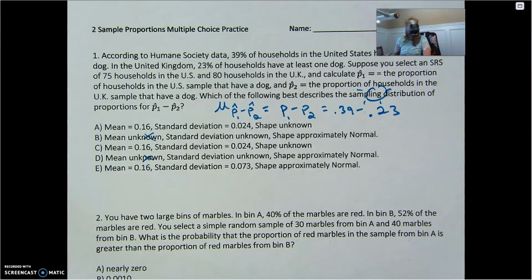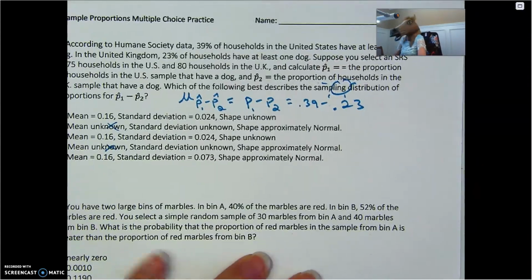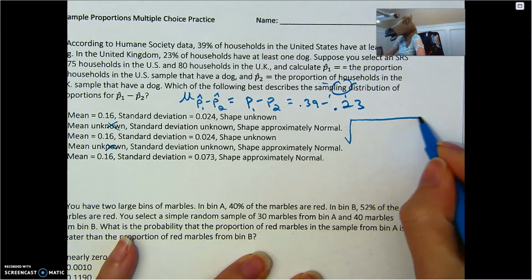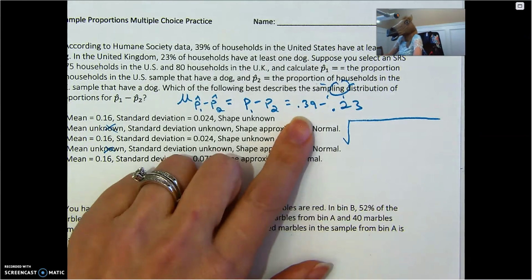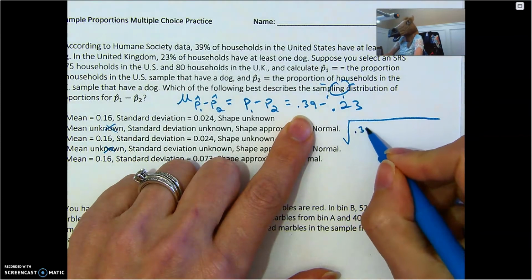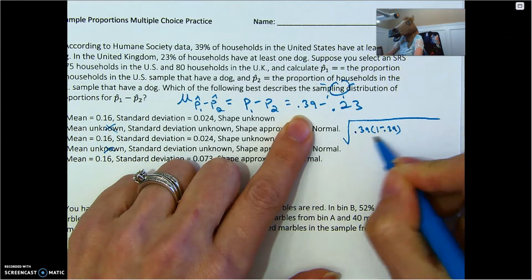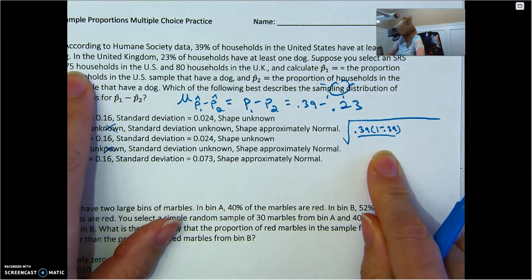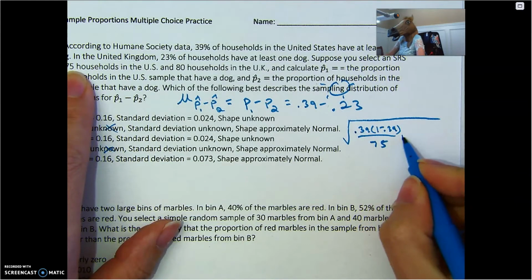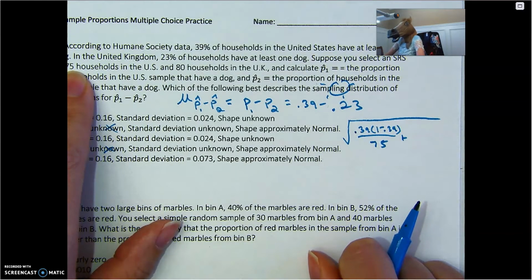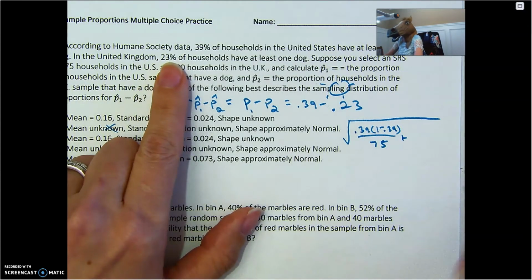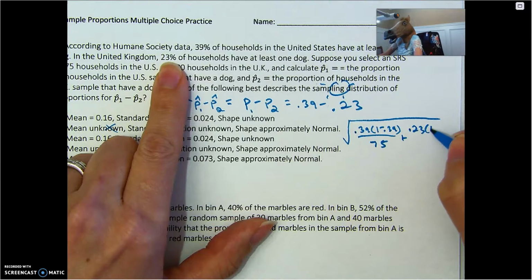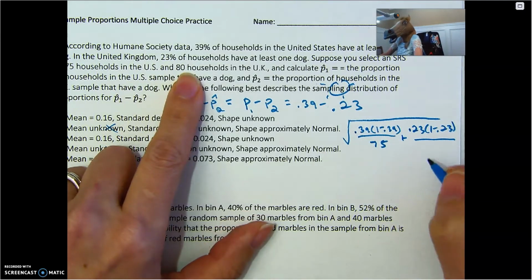All right. Standard deviation time. Alrighty, we've got a big old square root we gotta run through for standard deviation. So for the United States, it's 0.39 times 1 minus 0.39 all over the sample size. Let's see, 75 households in the US, so 75 will be right there. Then we're gonna add to it the United Kingdom numbers. So for United Kingdom, it was 0.23, 1 minus 0.23, all over the sample size of 80.